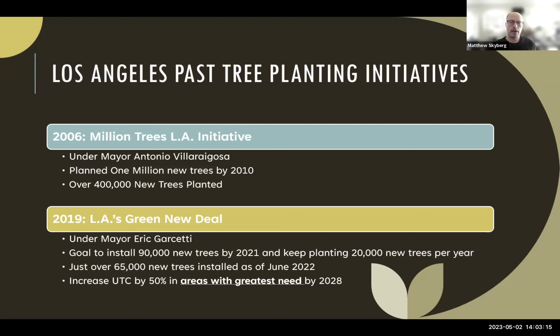Then in 2019, LA's Green New Deal was started by Mayor Garcetti, and they had a goal of 90,000 new trees by 2021, which unfortunately was not met as they stood at just over 65,000 trees installed as of June of 2022. And they're still working on getting up to that 90,000 number. They also had a goal to increase urban tree canopy by 50% by 2028 in the areas with greatest need. However, the Green New Deal didn't really specify what these areas were or what the criteria was for the areas of greatest need. And so with my project, I'm hoping I can help locate some of these areas.